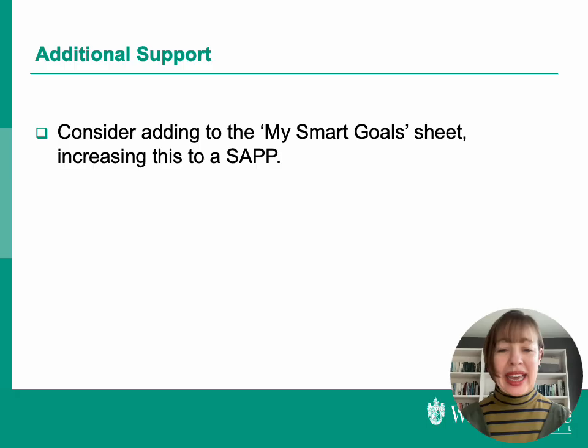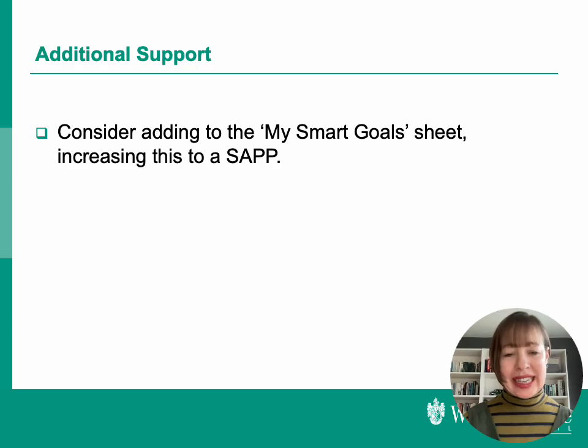Something that you should be doing if you're feeling that a child is needing more specialist level of support, that their needs are higher, is to increase the My Smart Goals sheet to a SAPP. So on the DfE website, you have the first 2 pages of the SAPP separate to the My Smart Goals sheet. And we're recognising that the My Smart Goals sheet can be done as a kind of first way of recording your interventions with a child to see them make progress.